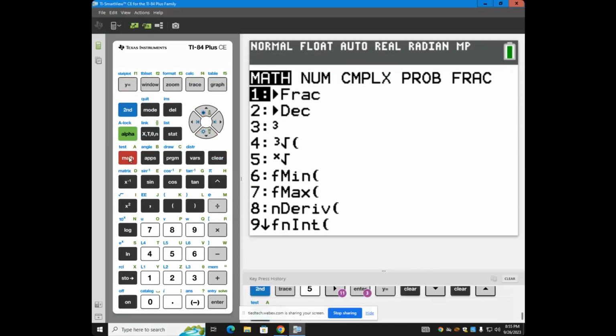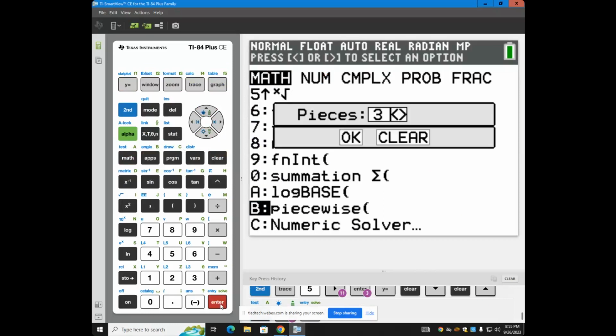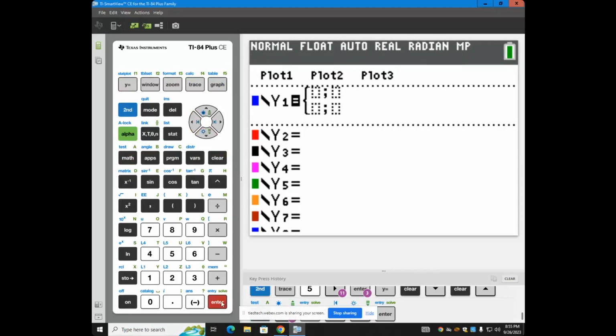Then if you press math, and if you do the up arrow, you're going to jump all the way to the bottom of this menu because we're going to select piecewise. And you can get up to 3 functions. So I'm just going to go 2 for now. And this really generates some cool functions.